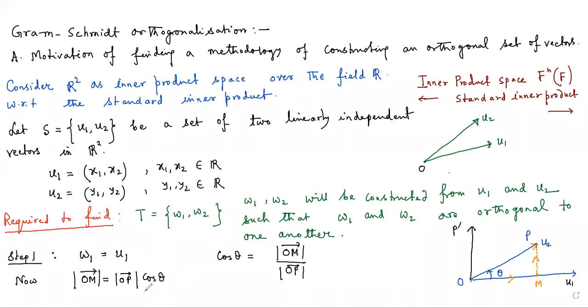And what is the OP vector? The OP vector is U2. So we get the OM vector as modulus of U2 multiplied by cos theta. So we can give it as equation number one. Okay. I hope you have taken the screenshot of this page. I'm going to the next page.